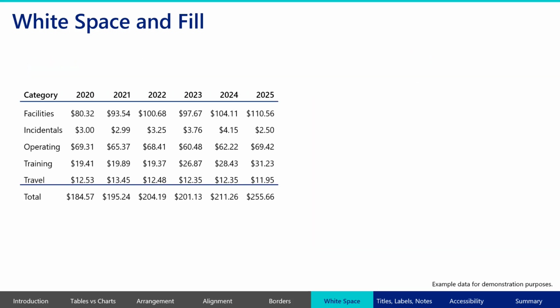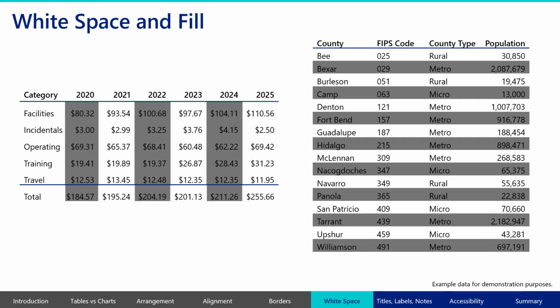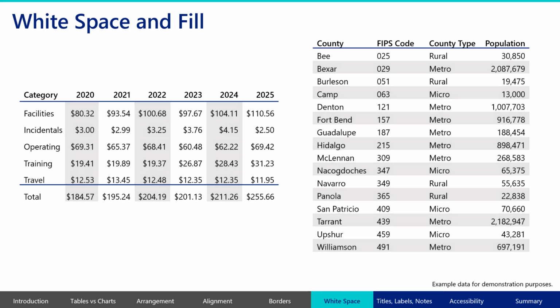Tables that are wide, with lots of columns, or long, with lots of rows, may need fill instead of white space. However, the shading of the fill should be subtle so it doesn't distract the audience from the data. You should also make sure there is sufficiently high contrast between the text or numbers and the background to enhance readability. Depending on the circumstances, you may choose to fill rows or columns.